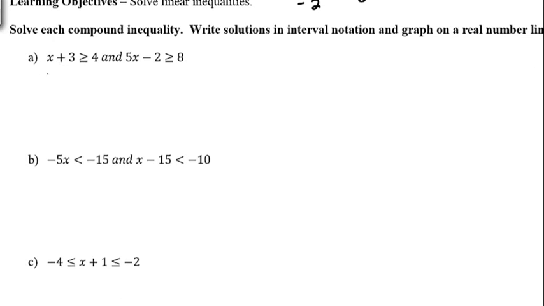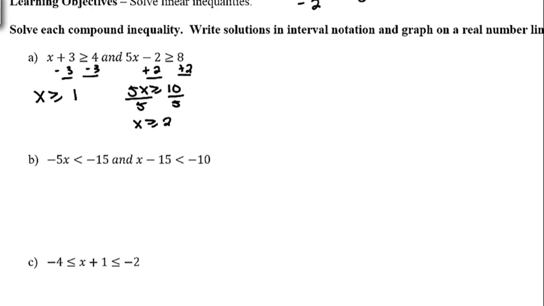Our first example, x plus 3 is greater than or equal to 4, and 5x minus 2 is greater than or equal to 8. So you solve each of these inequalities. The first one, we would have to subtract 3 from both sides, and we would get x is greater than or equal to 1. Also solve this one, so we would add 2 to both sides. That gives me 5x is greater than or equal to 10, and then divide both sides by 5. And we get x is greater than or equal to 2.